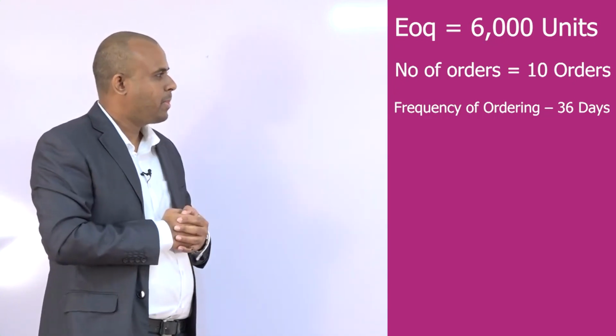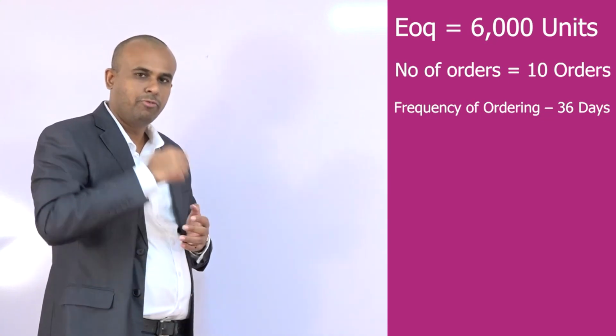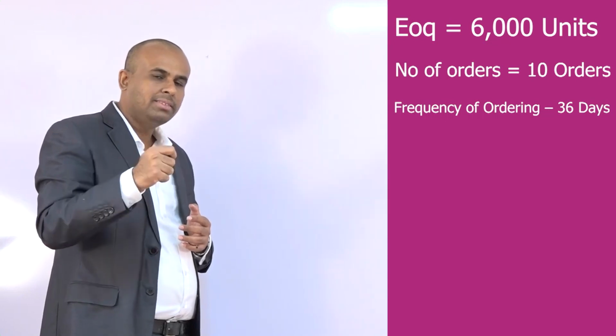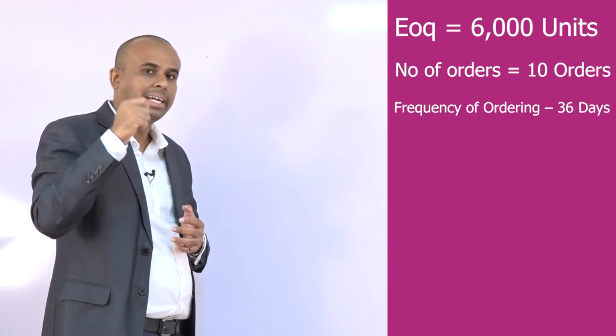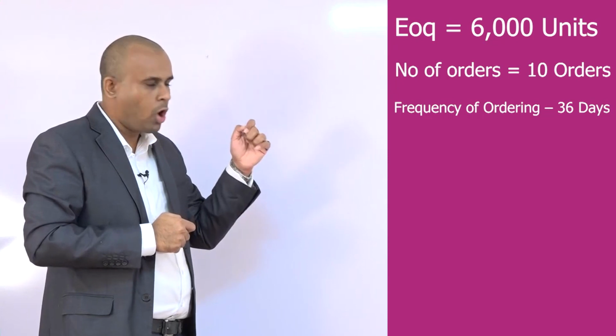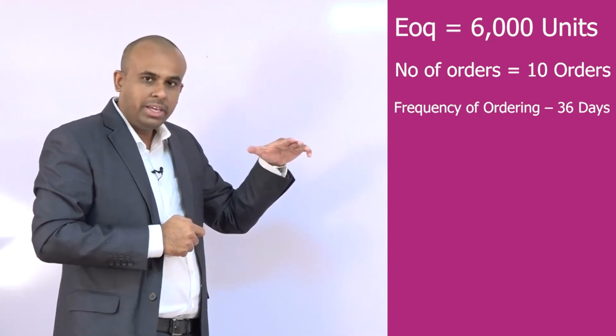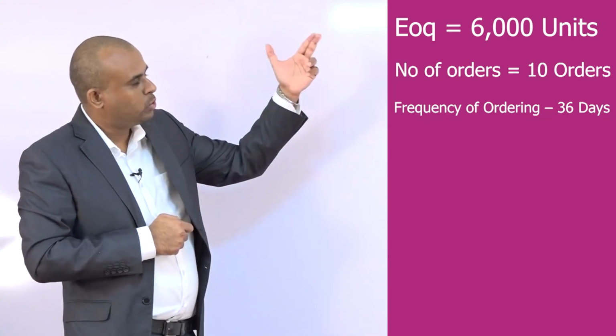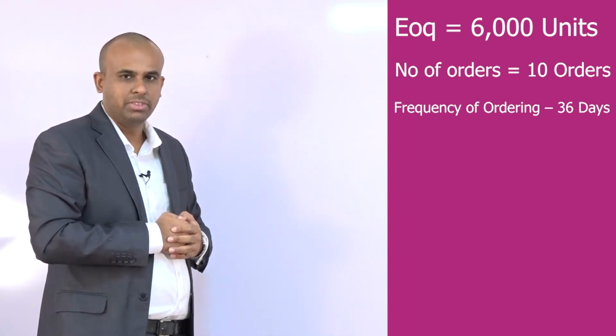What is the second one? Number of orders is 10, which means this business throughout this year should place the order how many times? 10 times. This business should order 10 times throughout the year to satisfy the entire demand of the business.